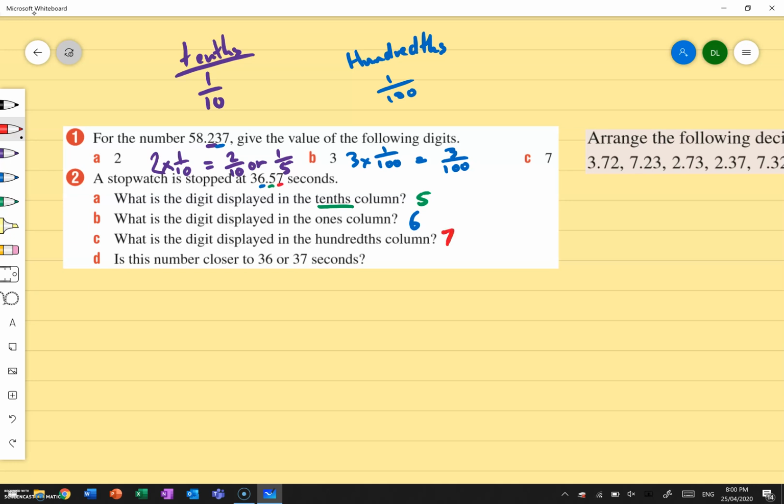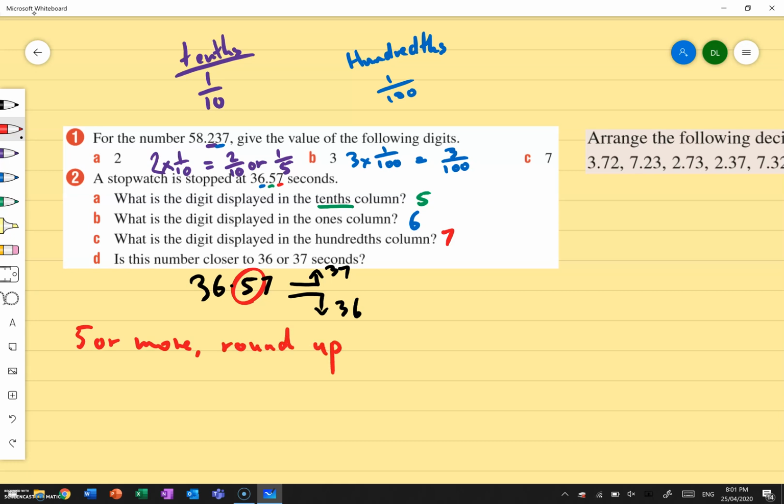And is this number closer to 36 or 37 seconds? So the number was 36.57. Now the question is, do I round up to 37 or do I round down to 36? Well, I know that this digit here is a 5. And remember, if it's 5 or more, round up. We'll talk a bit later, in future weeks, about rounding, but for now we understand that's rounding up, so it's closer to 37.